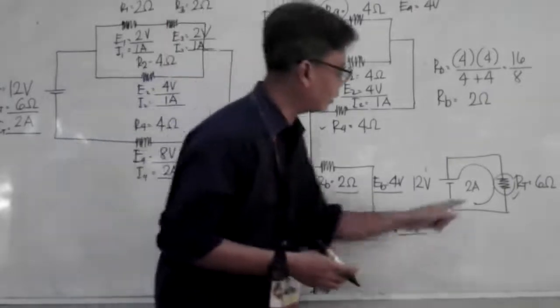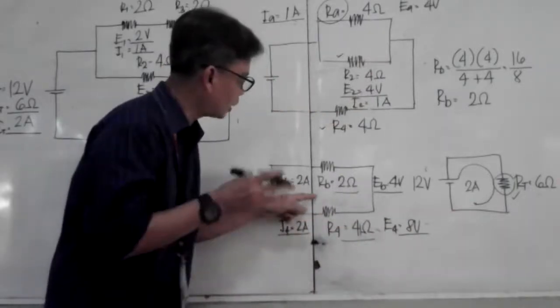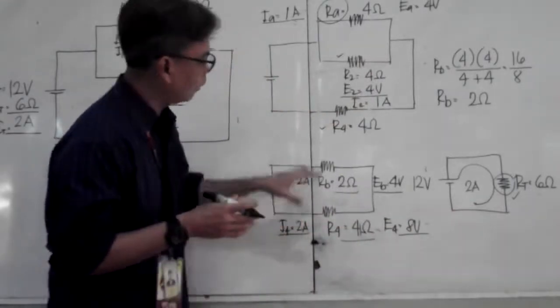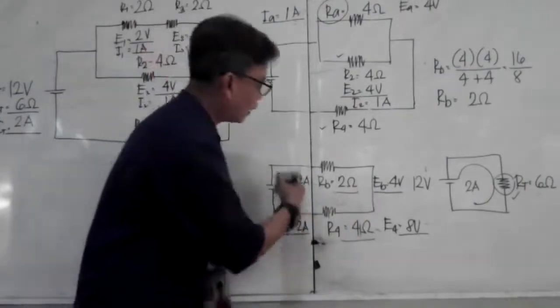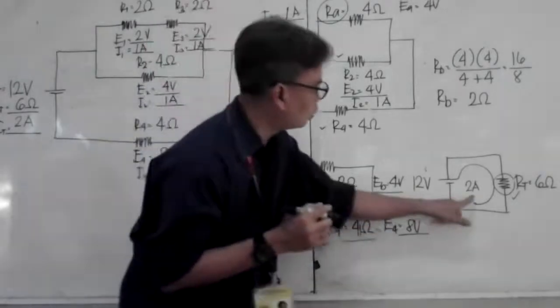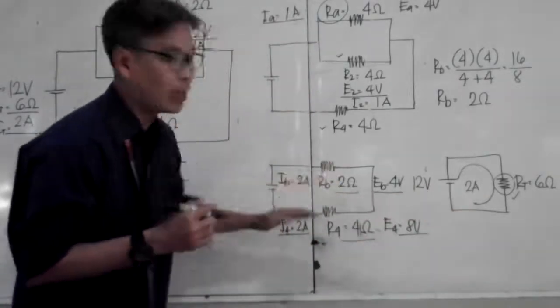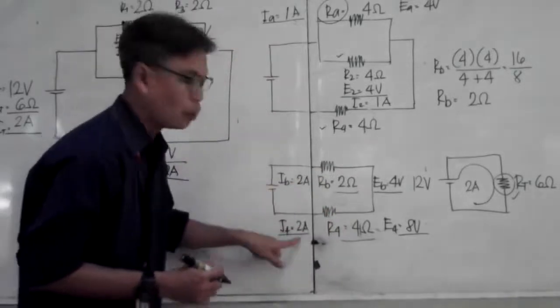Okay? So, in this case, nag-split siya sa dalawa, R3 and R4. Anong circuit ito? Series circuit yan. Therefore, pag series siya, constant ang current. Ano bang current na ito? 2. Okay, so yung dalawang yan, parehong 2 kasi naka-series sila. So, you get 2 amperes, 2 amperes.